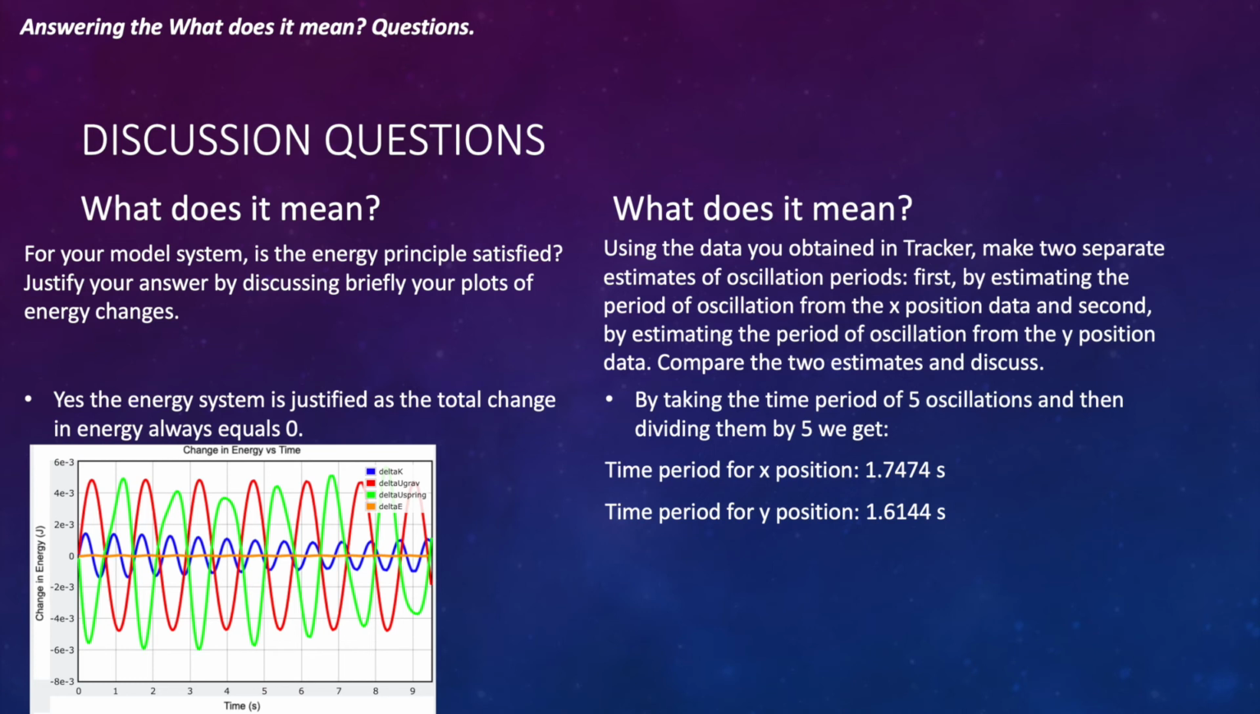What does it mean? Using the data you obtained in Tracker, make two separate estimates of oscillation periods. First by estimating the period of oscillation from the X position data, and the second by estimating the period of oscillation from the Y position data. Compare the two estimates and discuss.